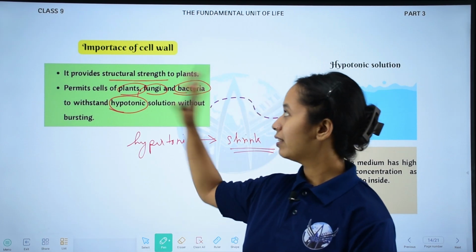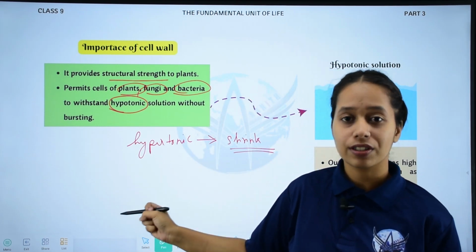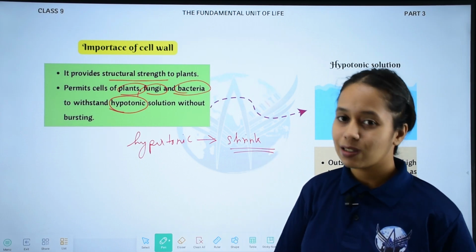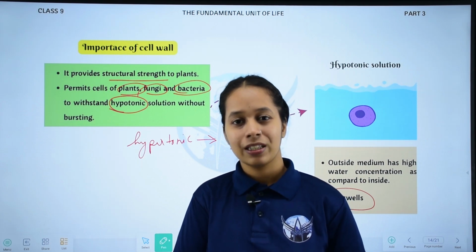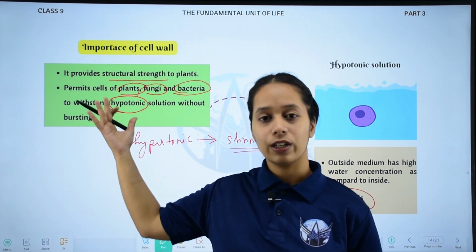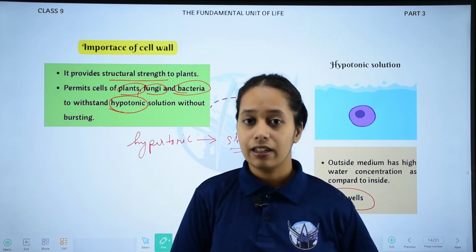So are you clear what the cell wall is, what the importance of the cell wall is, and are you also clear with plasmolysis? If you are clear, then very good. Now, an important point to remember under cell wall is that it is only present in plant cells.